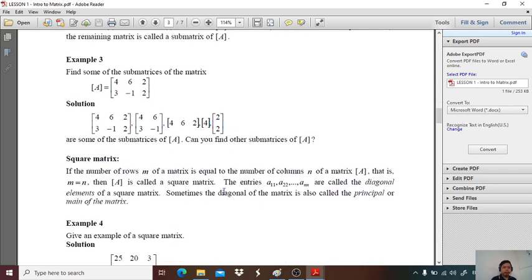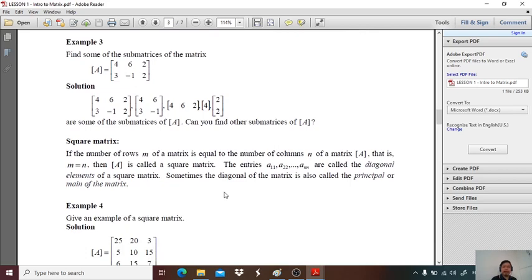Next, how about a square matrix? When we say square matrix, if the number of rows is equal to the number of columns, meaning it is M by N, so your M is equal to N, then it is called a square matrix.